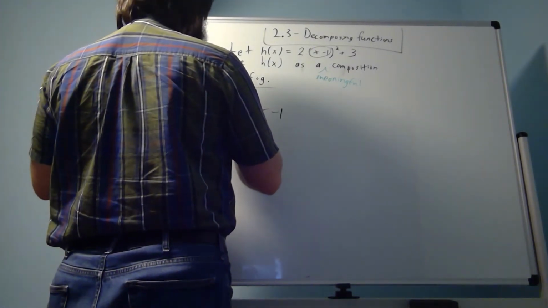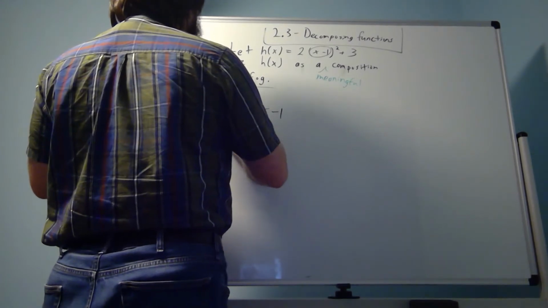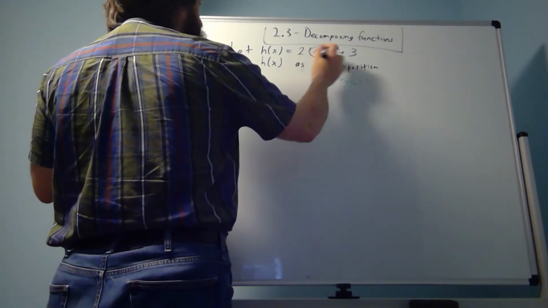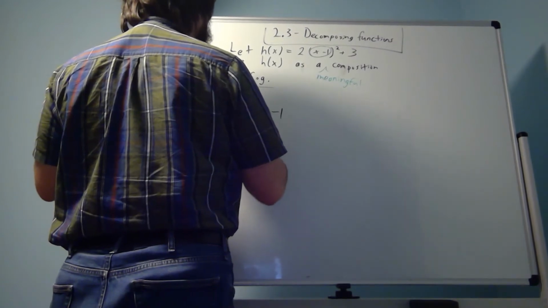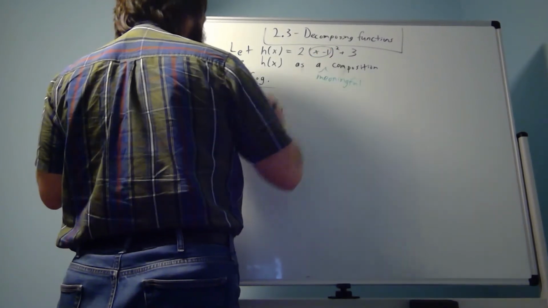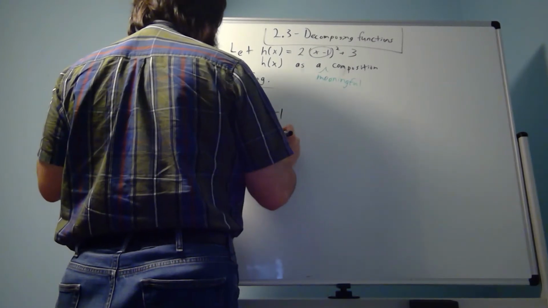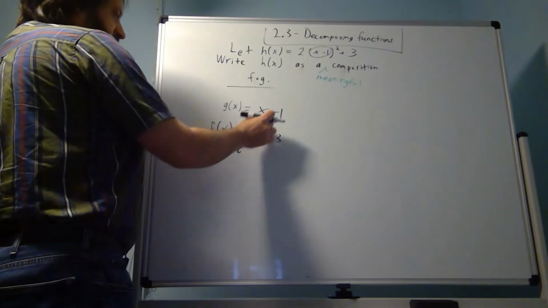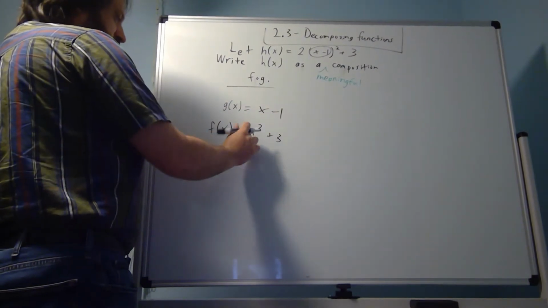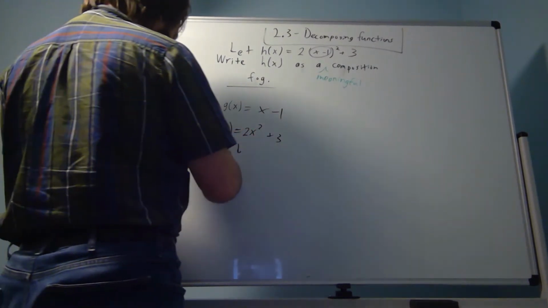So then, what do we do to x minus 1? Well, we square it, we multiply by 2, and then we add 3. So let's sort of verify. There's the inside function. What do we do to it? We square it, we multiply by 2, and then we add 3.